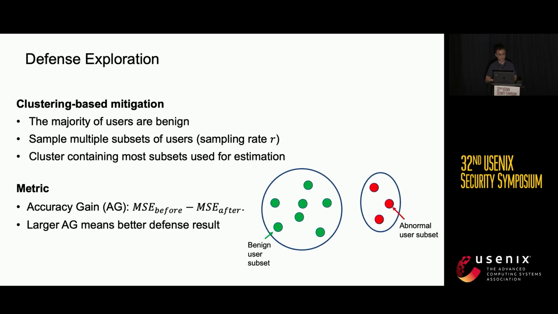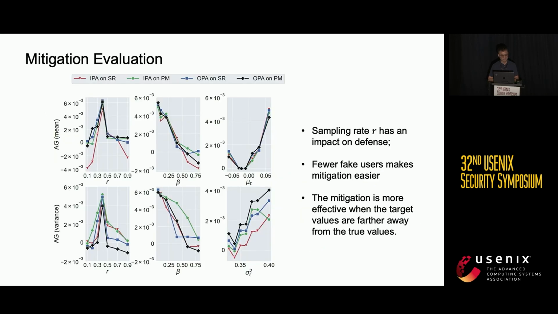We also explored the defense. We proposed a clustering-based mitigation. The intuition is that we believe the majority are benign. So, I'll speed up, sorry. In order to measure that, we proposed a metric. I leave all the details to the paper. We also did experiments to verify that.